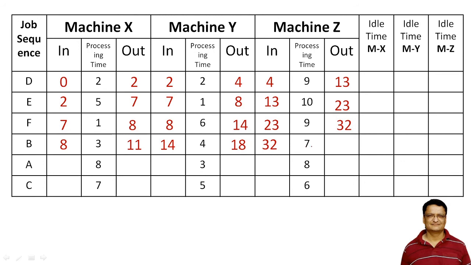So 32 plus 7 will give me the 39. Again, I can directly put this 11 over here, right? So 11 plus 8 will give me 19. Now, can you put this 19 over here directly? Yes, because out of this 19 and this 18, maximum value is 19. So you can directly put 19 over here.